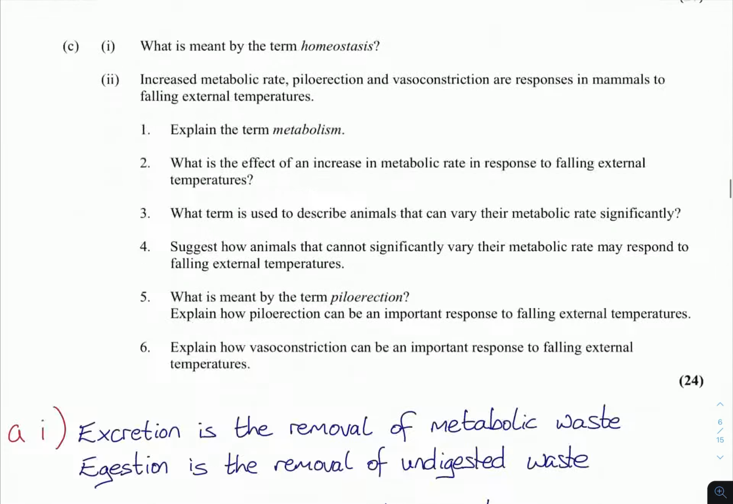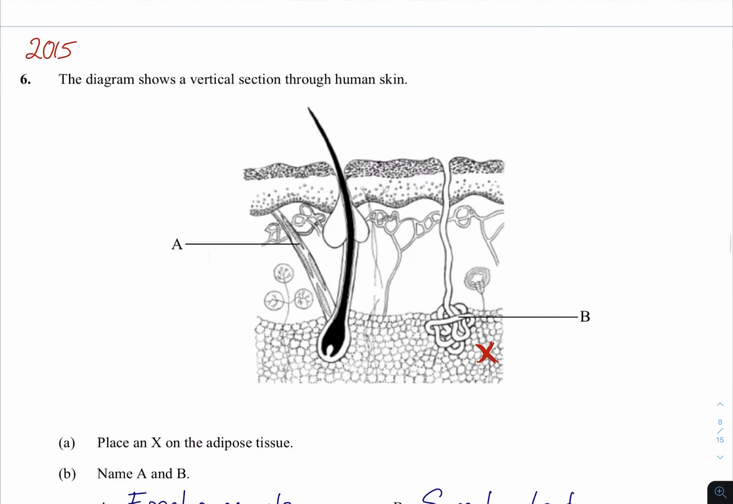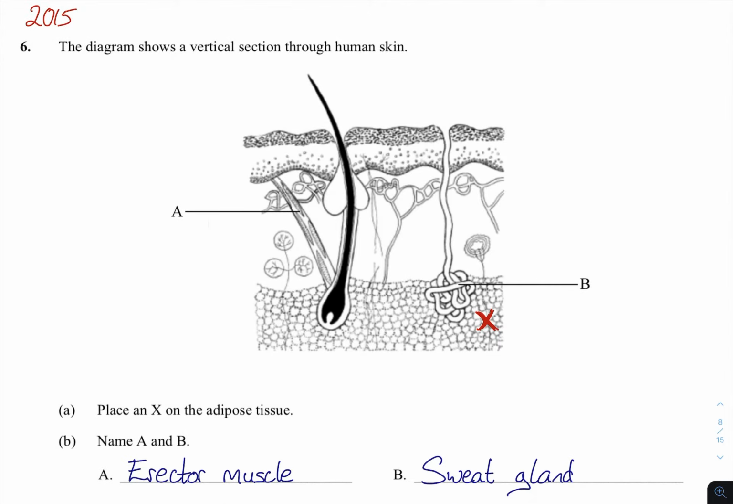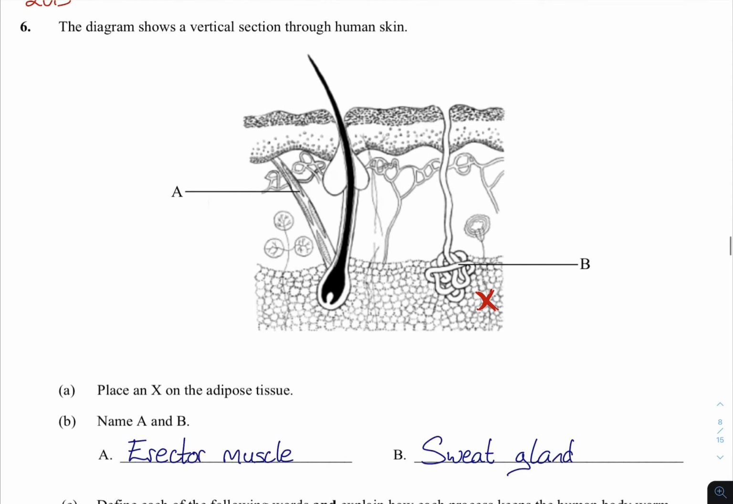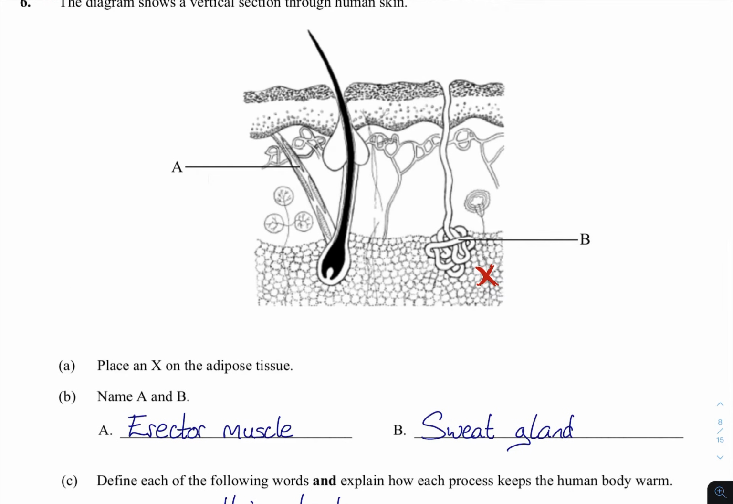2015 or 16 I think it was, and we're starting with 2015, which was a short question. The skin hasn't come up in a while, so it's definitely due to come up perhaps in 2021, 2022. So you're given a diagram there, vertical section of the human skin. First off, you're asked to place an X on the adipose tissue, and you can see my X is here.